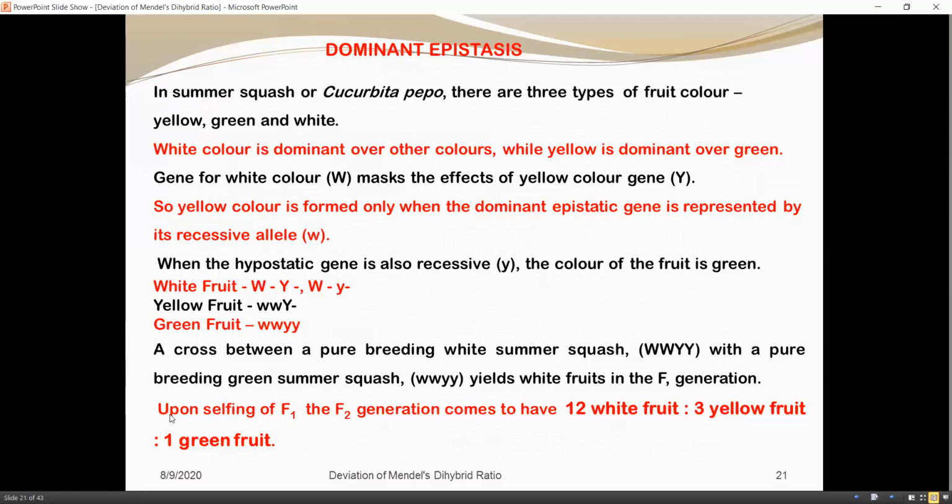So white fruit will be capital W, capital Y, or capital W, small y. Yellow fruit will be small w, capital Y. Green fruit will be small w, small y. A cross between a pure breeding white summer squash with a pure breeding green summer squash yields white fruits in F1 generation. Upon selfing of F1, the F2 generation comes to have 12 white fruits, 3 yellow fruits, and 1 green fruit, as you can see in the next slide.